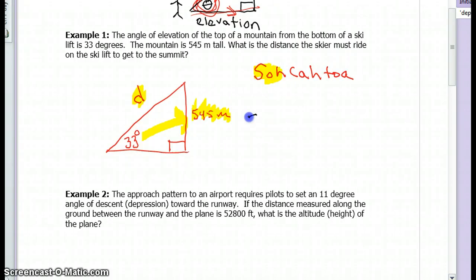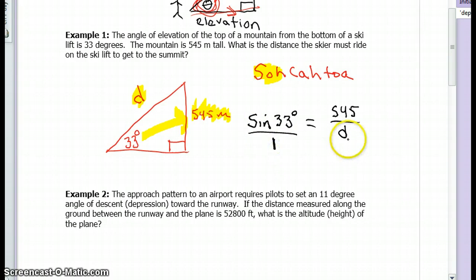So the sine of the angle, 33 degrees, is equal to the opposite side over the hypotenuse. And now we've got to solve this. Now when we solve this, it's very similar to fractions. We can cross multiply. So we're going to cross multiply: d times sine of 33 equals 545. And then I'm going to divide by sine of 33.